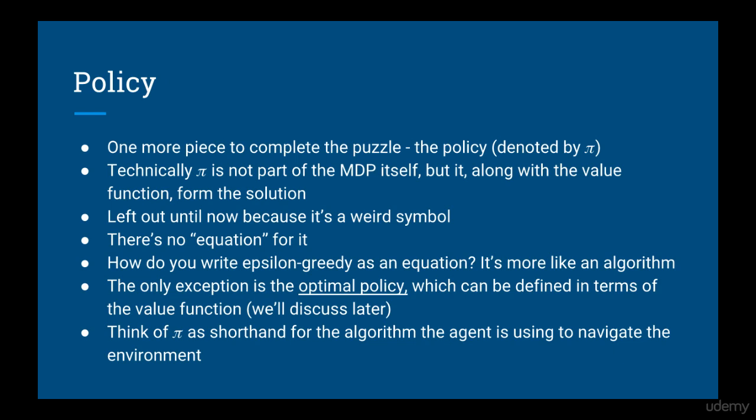The reason I've left out the policy until now is because it's kind of a weird symbol. We write down pi as a mathematical symbol, but there's no equation for pi. For example, if pi is epsilon greedy, how do we write that as an equation? It's more like an algorithm. The only exception to this is when you want to write down the optimal policy, which can be defined mathematically in terms of the value function. We'll talk about optimal policies and what that means in a later lecture. So for now, pi is more like a shorthand notation for the algorithm the agent is using to navigate the environment.